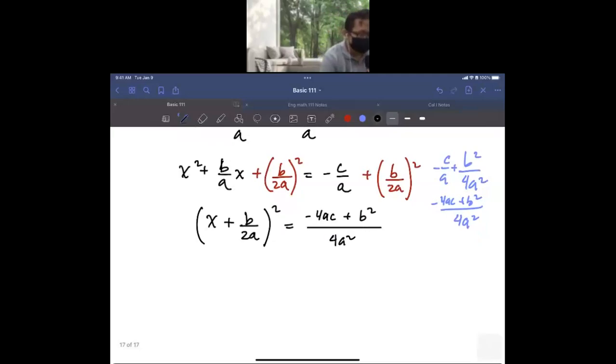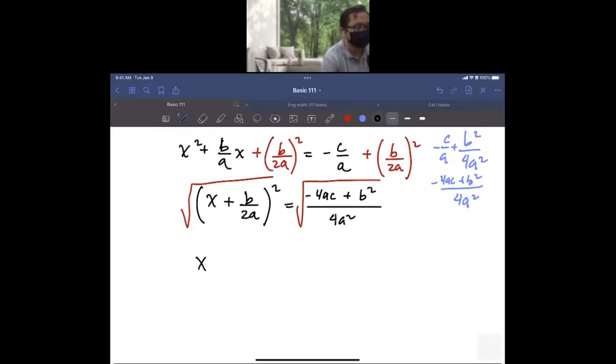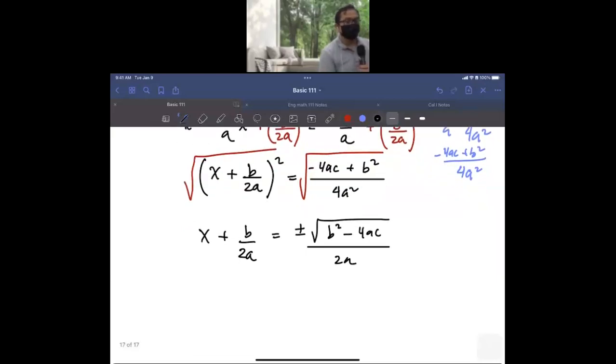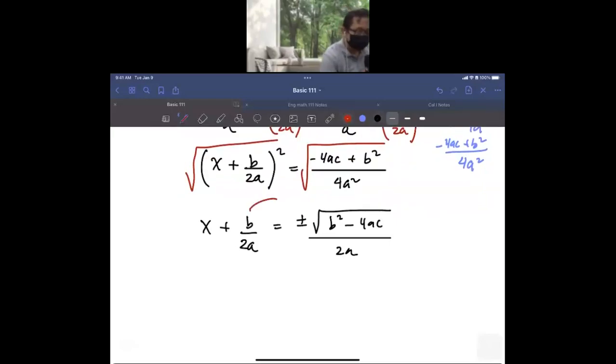Okay. Now, let's square root this. This will be x plus b over 2a. This will be plus minus square root b squared minus 4ac. Let me write b squared first, and then 4a squared will be going out of the square. This will be 2a. Okay? And then I will move this b over 2a here. So we will have x is negative b plus minus.